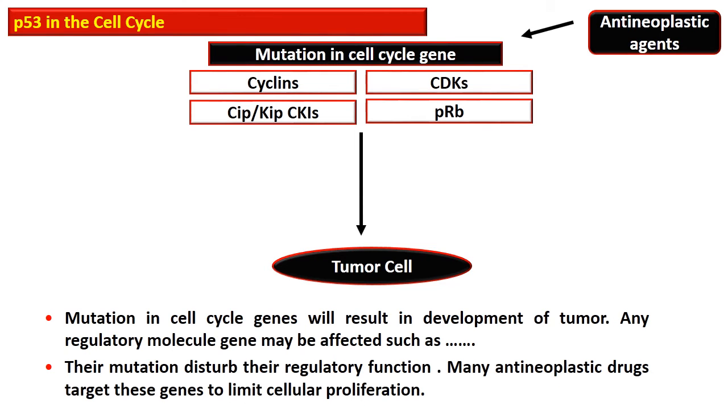Mutation in cell cycle genes will result in development of tumor. Any regulatory molecule gene may be affected, such as cyclin, cyclin-dependent kinases, cyclin-dependent kinase inhibitors, and RB gene. And their mutation disturbs the regulatory function, and many antineoplastic drugs target these genes to limit cellular proliferation.